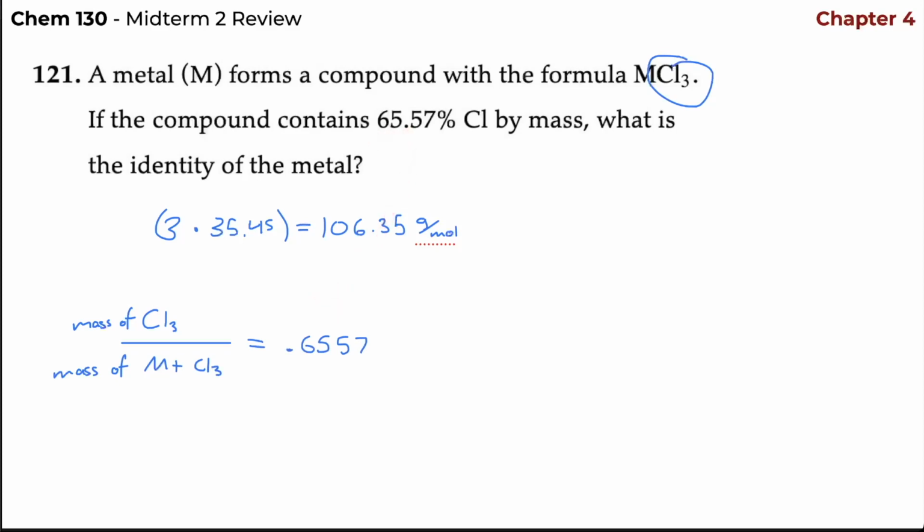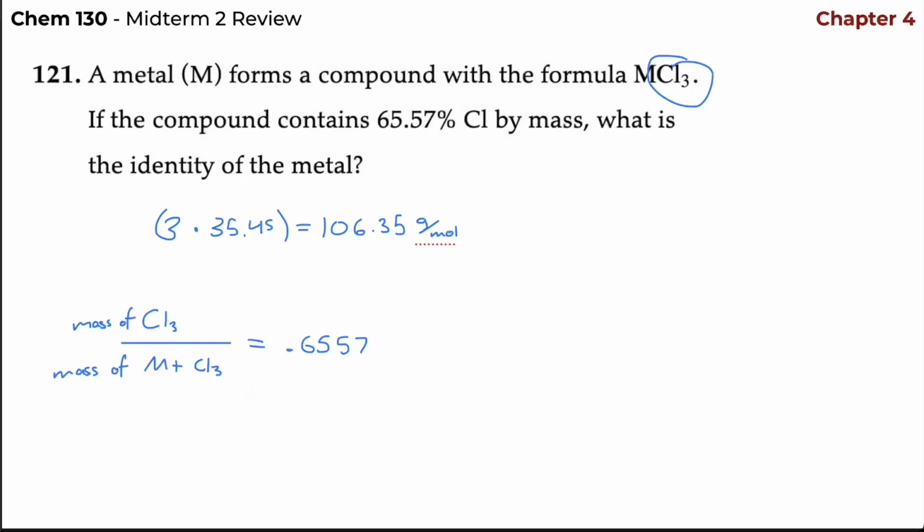So basically, it's saying that out of this molecule, chlorine makes up this much of it, right? So that's how you would write that out. Now, what we're solving for is this right here. We're solving for M, right?